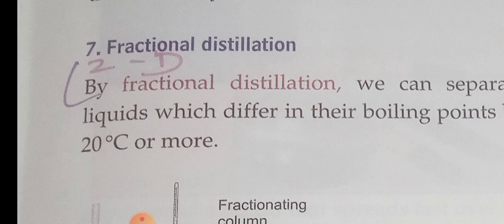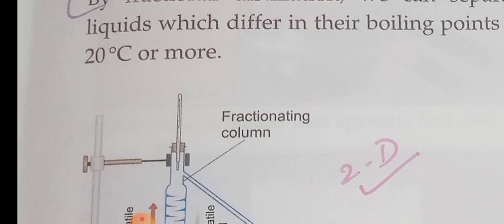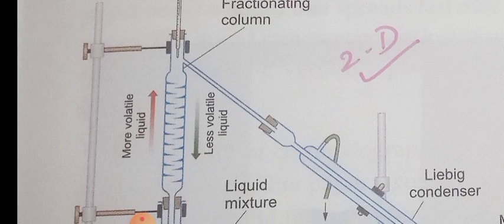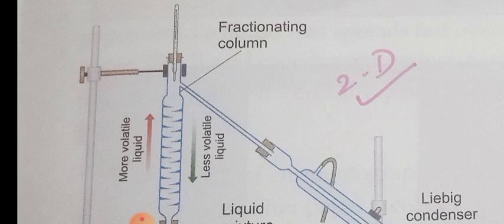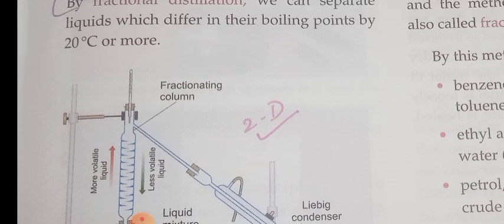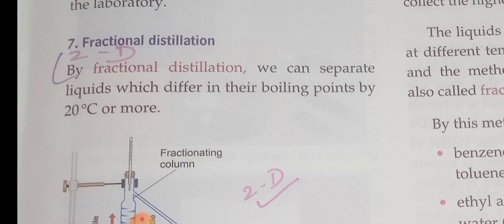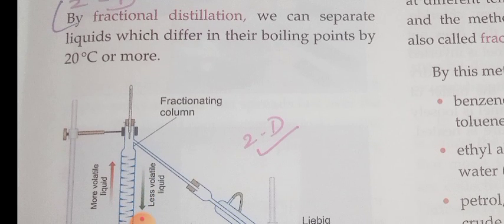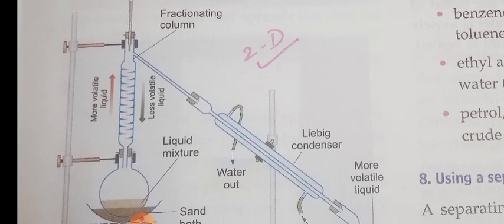Okay children, now we are going to discuss this fractional distillation method. Do you remember the distillation method we discussed in the earlier class? It is similar to this, but here we are going to separate liquid mixtures. The liquids should differ in their boiling point by 20 degrees Celsius or more. Those liquids can be separated by this fractional distillation method.